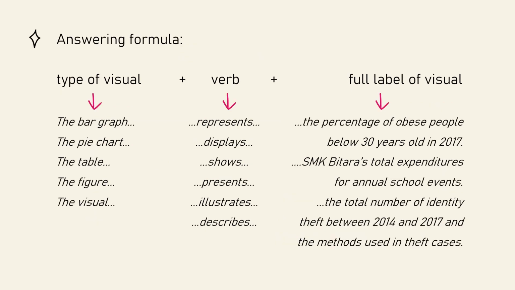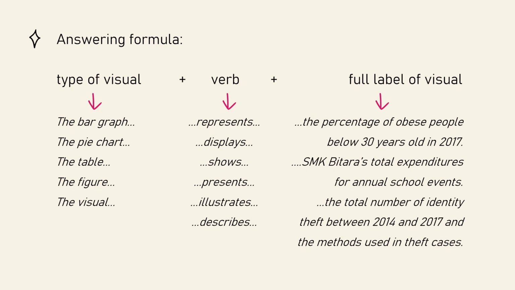So in order to answer the questions just now, there is an answering formula that you can use. It is a combination of you identifying the type of visual, the verb, and also the full label of the visual given. First of all, you need to identify the type of visual. So what type of visual are given to you? Is it a bar graph? Is it a pie chart? Is it a table? Is it a figure?